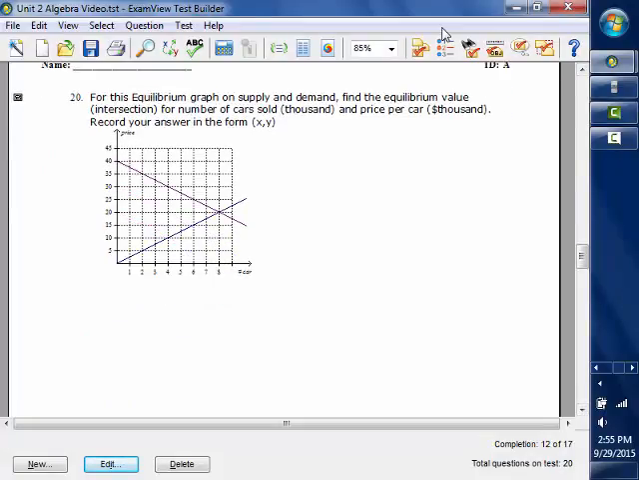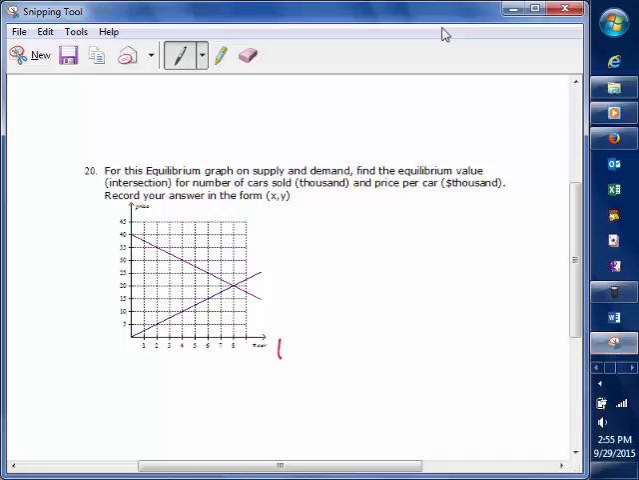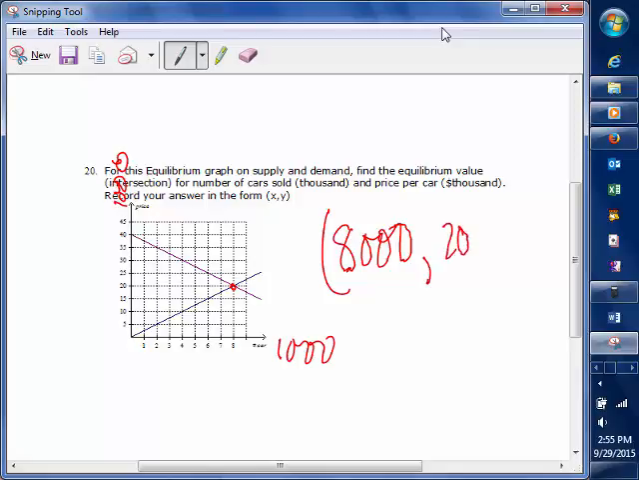It says that the number of cars is in thousands and the price is in thousands. They cross right here, so 8,000 is the x when the y is 20. Oops, I shouldn't have that comma. Is 20,000. Okay, those are the problems.